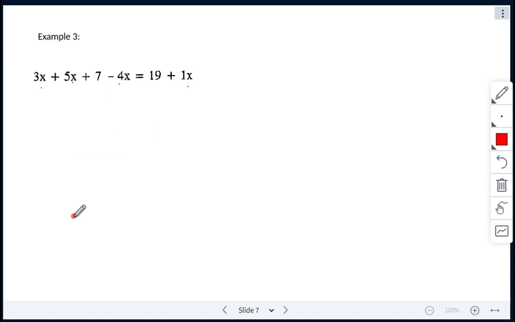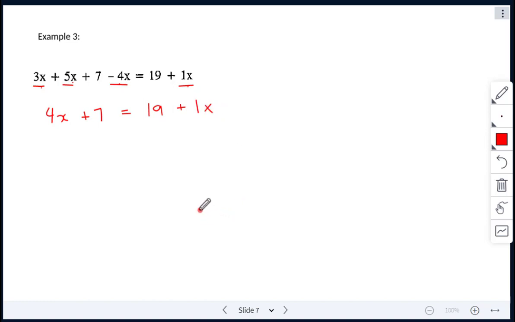All right, so for this example, here's our equal sign. On the left side of the equal sign, we have 3x plus 5x, and then a minus 4x. But we also have a positive 1x on the right-hand side. So before I move anything across the equal sign, I'm going to simplify this equation a little bit. So 3x plus 5x gives me 8x, minus 4x will give me 4x. So on the left side now, it looks like this: 4x plus 7 equals 19 plus 1x.